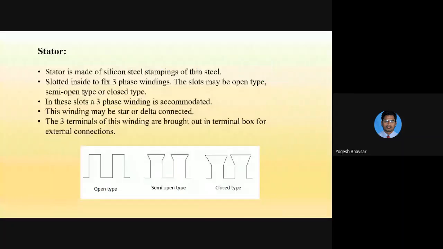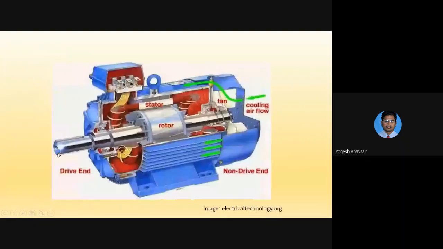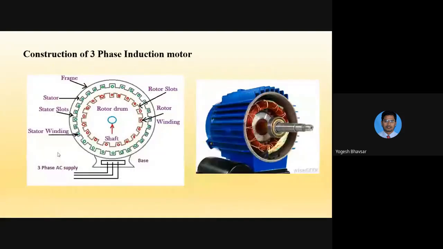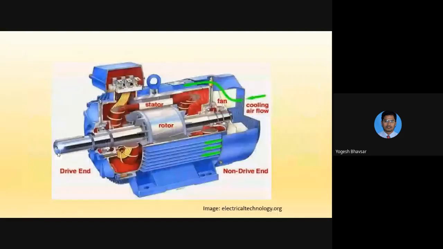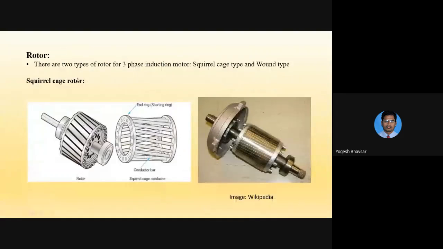The slots inside the stator assembly will be either open type, semi-open type, or closed type. These are the slots where the stator winding is placed. So slots must be there. And the rotor is of two types: one is squirrel cage and the second is wound type.